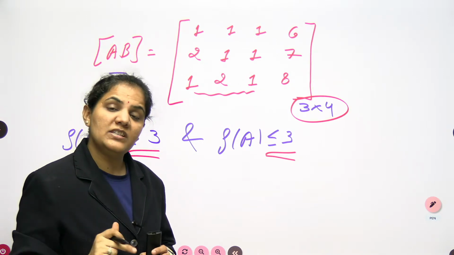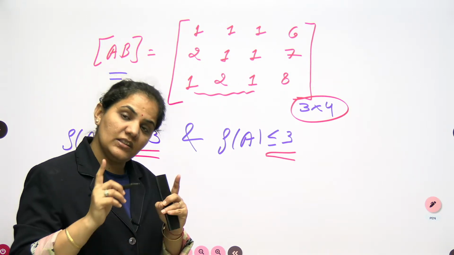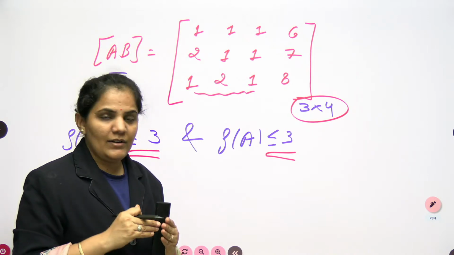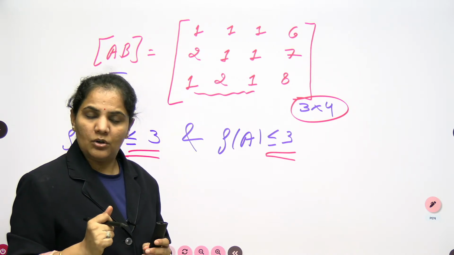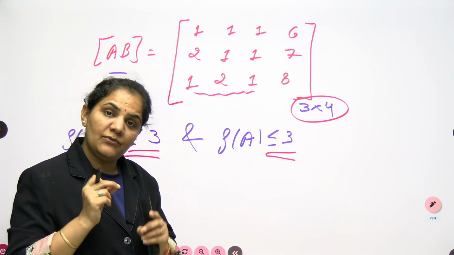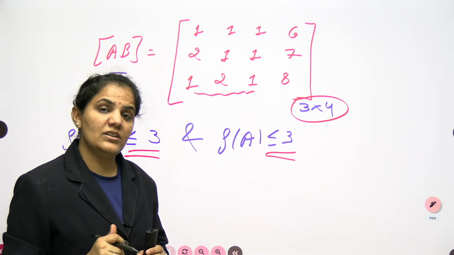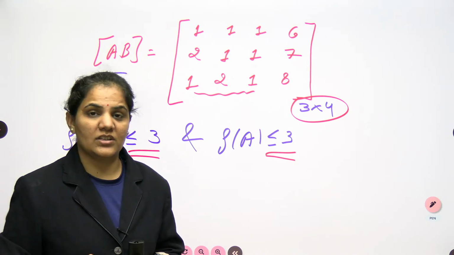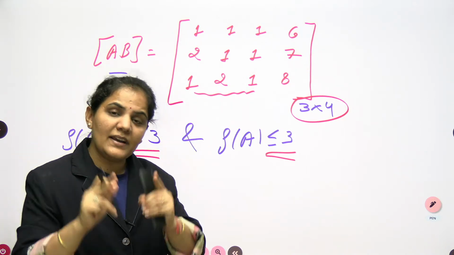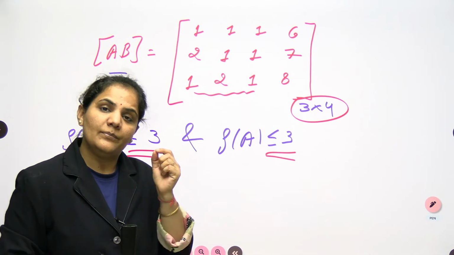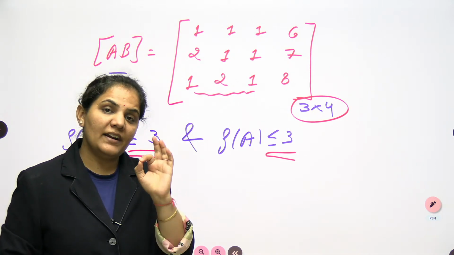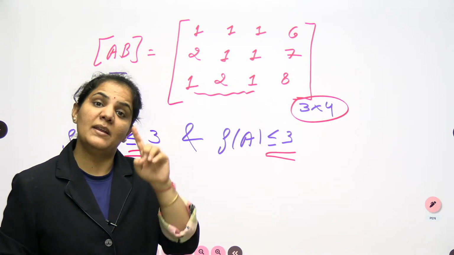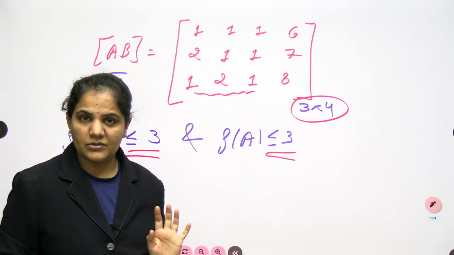Suppose the very first minor of 3 cross 3 is not equal to 0, then I will not proceed to the next minor of 3 cross 3. But if my very first minor of 3 cross 3 equals 0, then I need to check the other available minors of 3 cross 3 also. If all the minors of 3 cross 3 are 0, then only I will conclude that the rank of this matrix will be less than 3, not equal to 3.